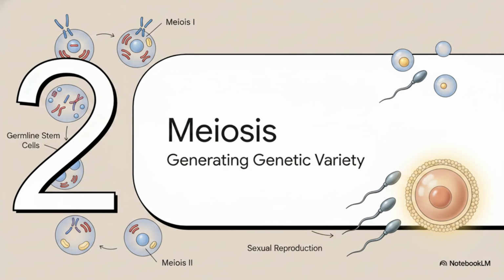Okay, let's shift gears to meiosis. Now, if mitosis was all about making identical copies for growth and repair, meiosis is all about creating genetic variety for reproduction. This is a highly specialized process, and it only happens in our germline, the cells that become sperm and eggs to form the next generation.